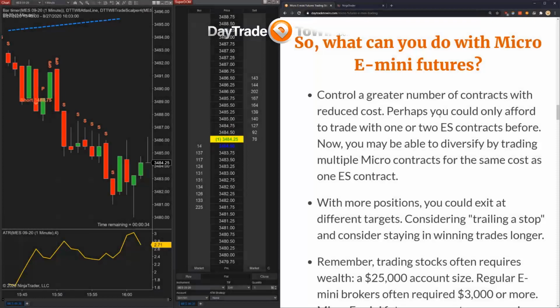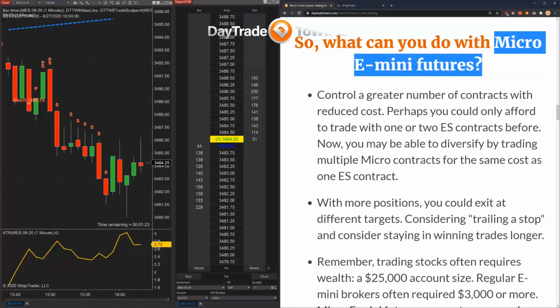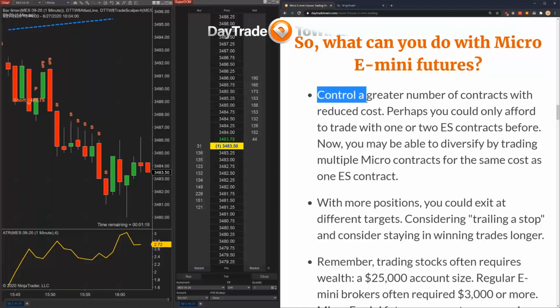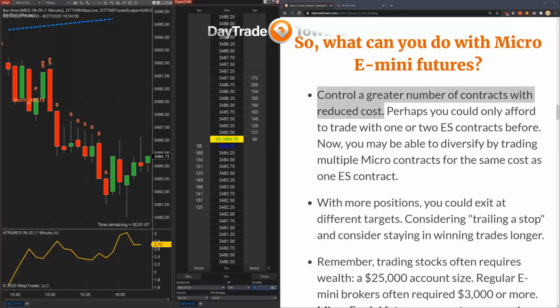Let's wrap this up by discussing what you can do with micro E-mini futures that you might not be able to do with regular E-mini futures. Well, first of all, because the micro E-minis are less expensive to trade, that gives you the option possibly to control a greater number of contracts with reduced cost. Whereas if you could only trade with 1 or 2 E-mini contracts, you can now trade with more contracts with your MES. And that would be done here if you're using a Superdome by specifying the amount or quantity of contracts in this area here.